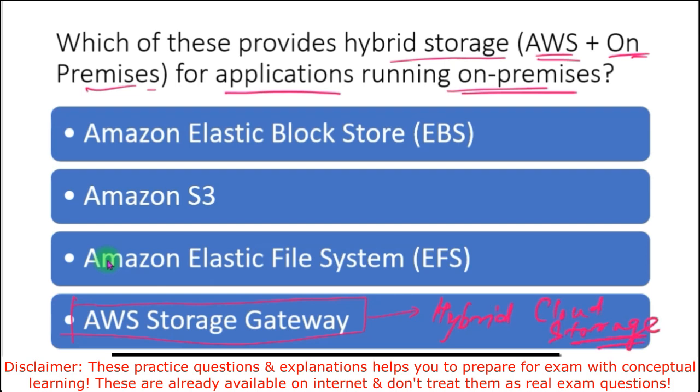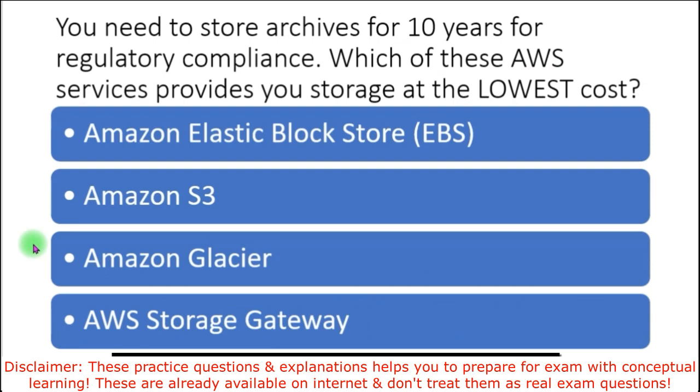Let's talk about the next question now. In this question, they're asking: you need to store archives for 10 years for regulatory compliance. Which of these AWS services provides you storage at the lowest cost? So we need to understand where we use it. As they are saying that we need to keep our data for 10 years for compliance purposes.